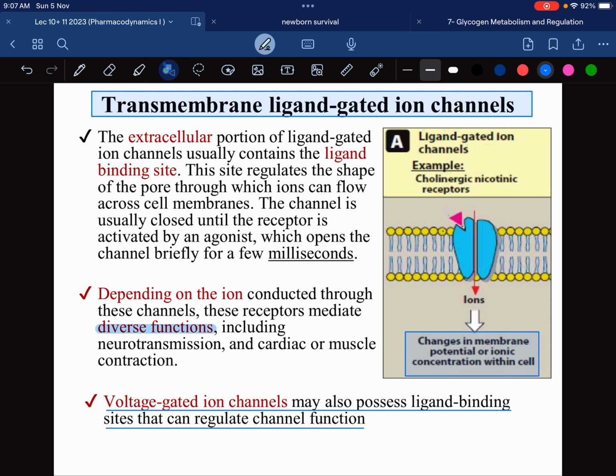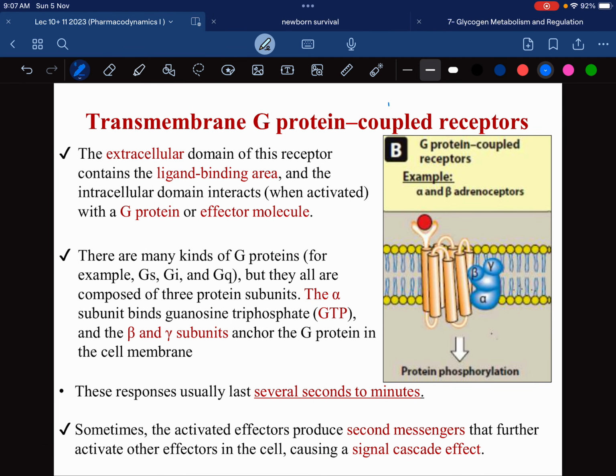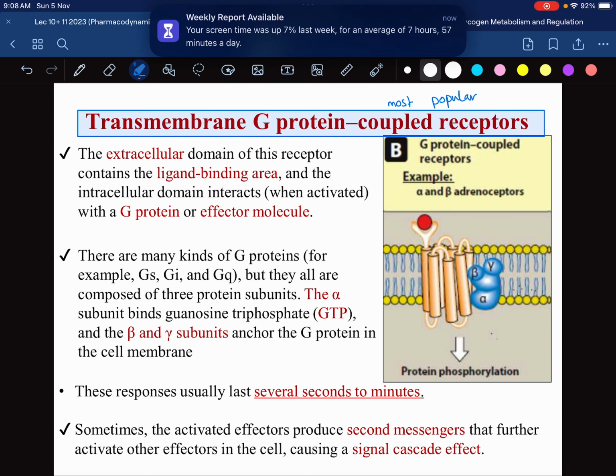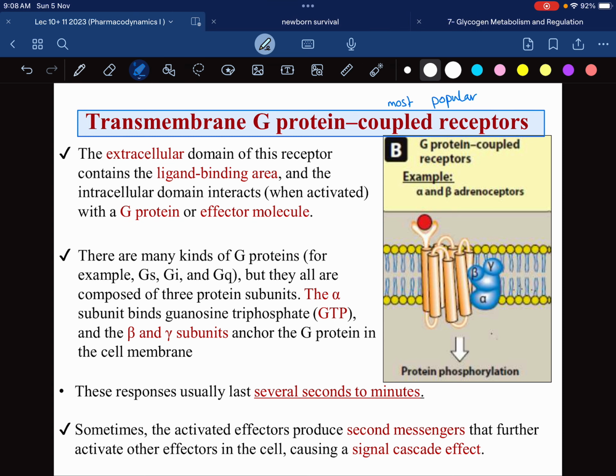The second type, and the most popular type of receptor that the drug binds to, is the transmembrane G protein coupled receptor. It has 7 transmembrane layers, and the binding site is outside the membrane. The extracellular domain of this receptor contains the ligand binding site. So the drug, or any ligand, will bind to that receptor in the extracellular space. That means the drug should be water soluble to bind to this binding site.